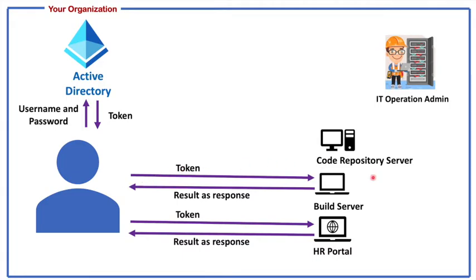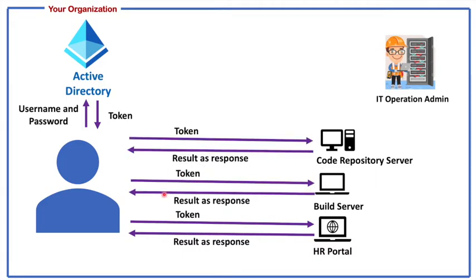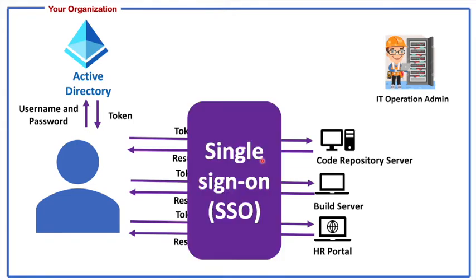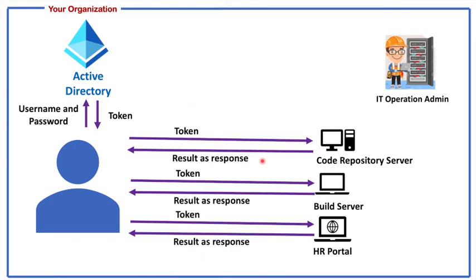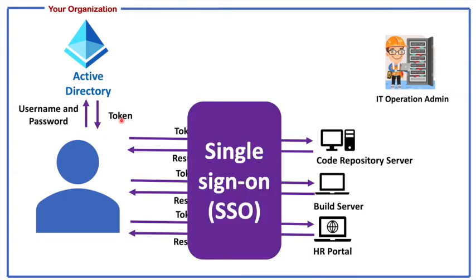So he will send the token and get the response. For the code repository also, he will get the response. The benefit is that this is single sign-on. You might have noticed that he has only one username and password, right? And in this token, it will have all the information about which resources this guy has been authorized. So that's why the concept of single sign-on comes. With one single sign-on, they can access many resources here.